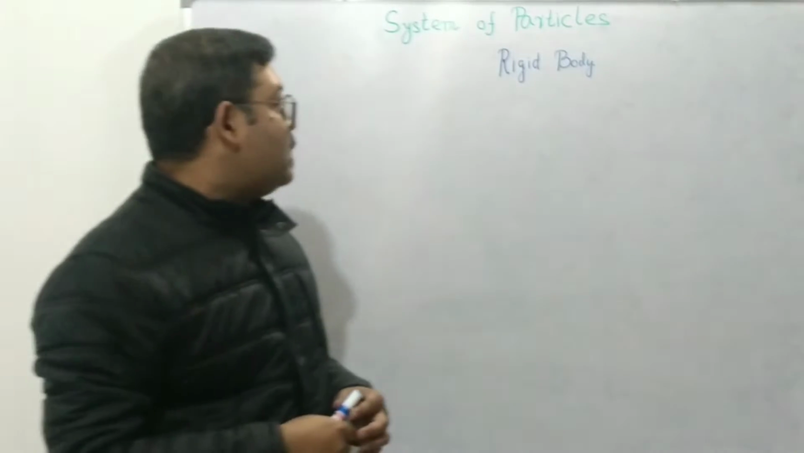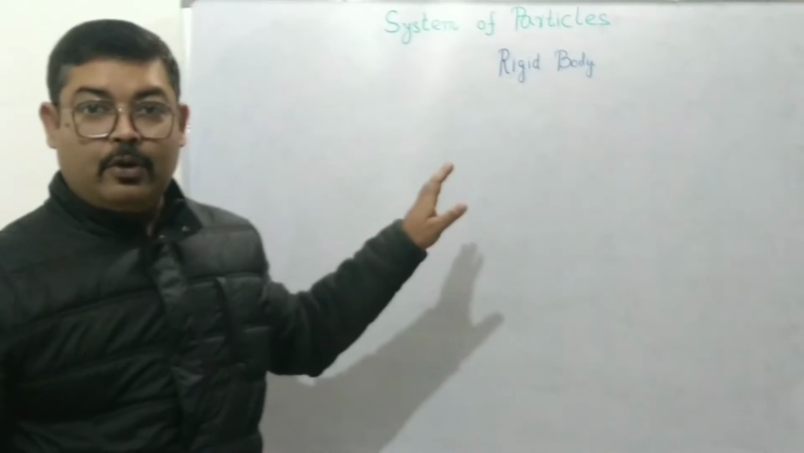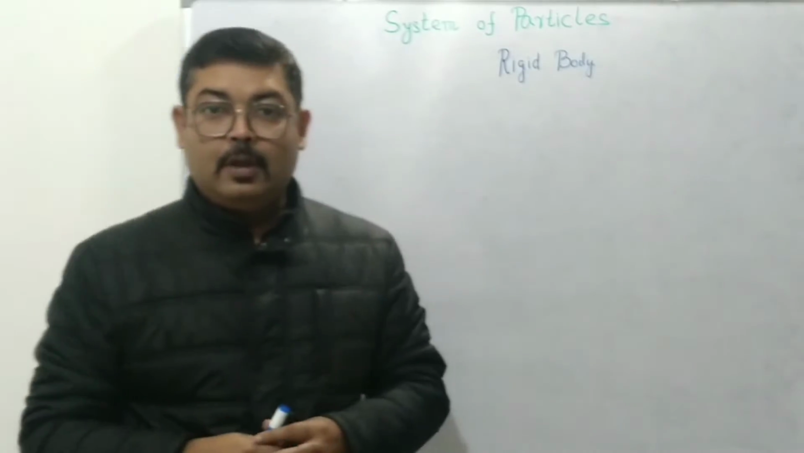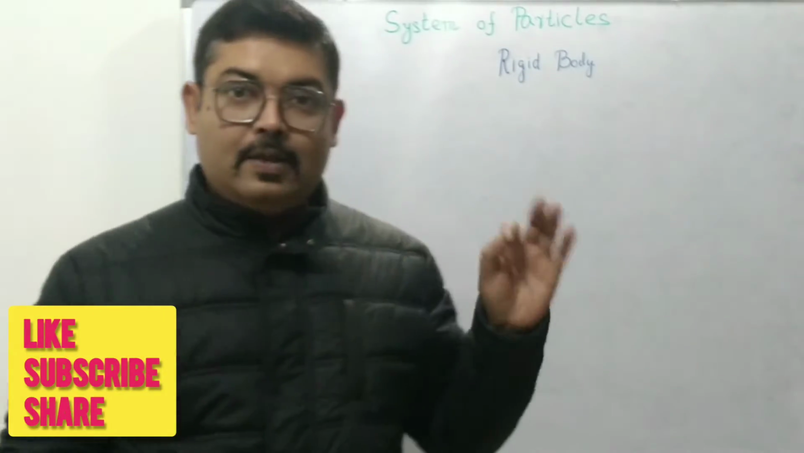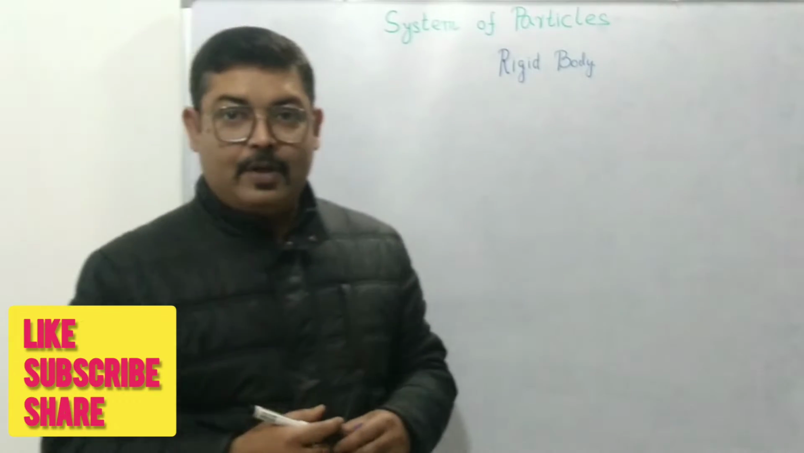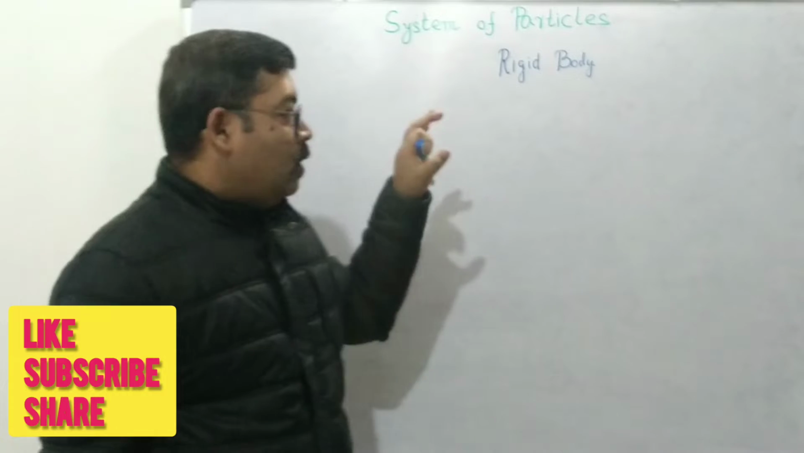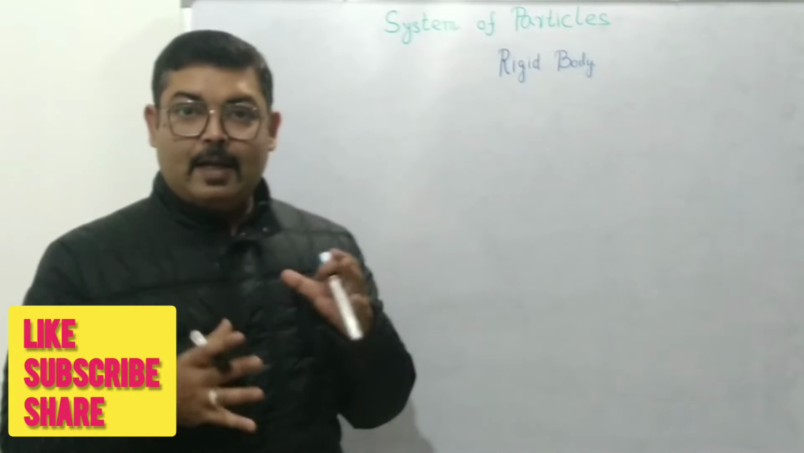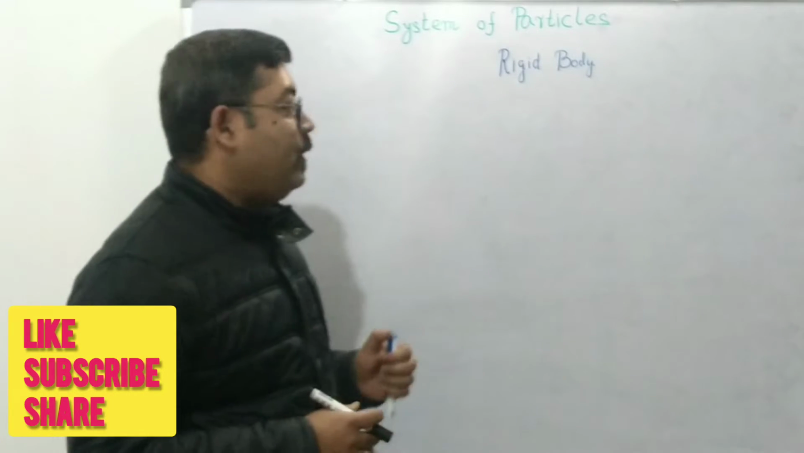Today we will be starting the topic of rigid body and its rotational motion. Now what is a rigid body? That is the first question that we need to answer. A rigid body by definition is a body whose particles maintain their relative positions while they are moving.